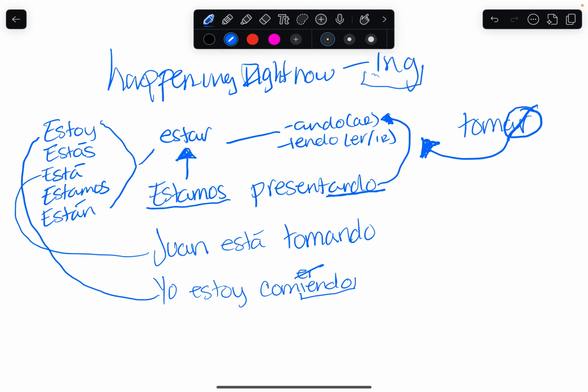So the uses are what's happening right now, what's happening over a period of time, and what's going to happen. In Spanish, the present progressive is never used to express an action that is going to happen. For that, you use ir, a, and then the infinitive.